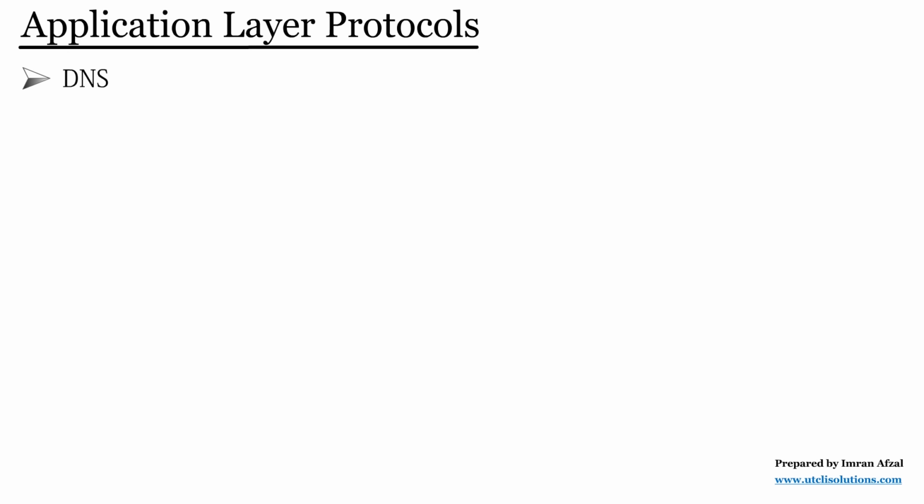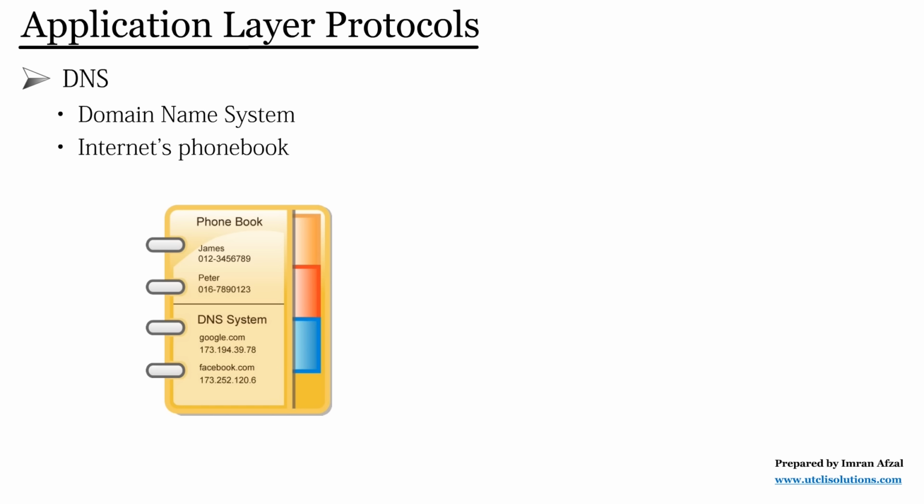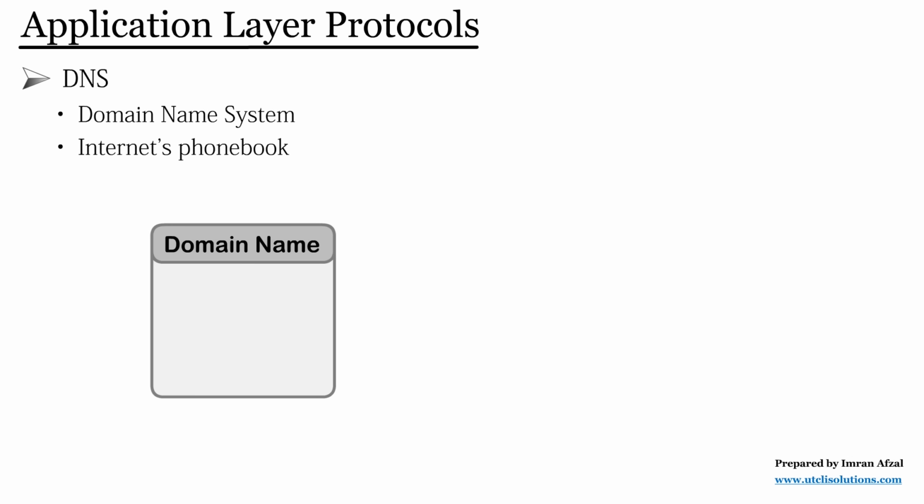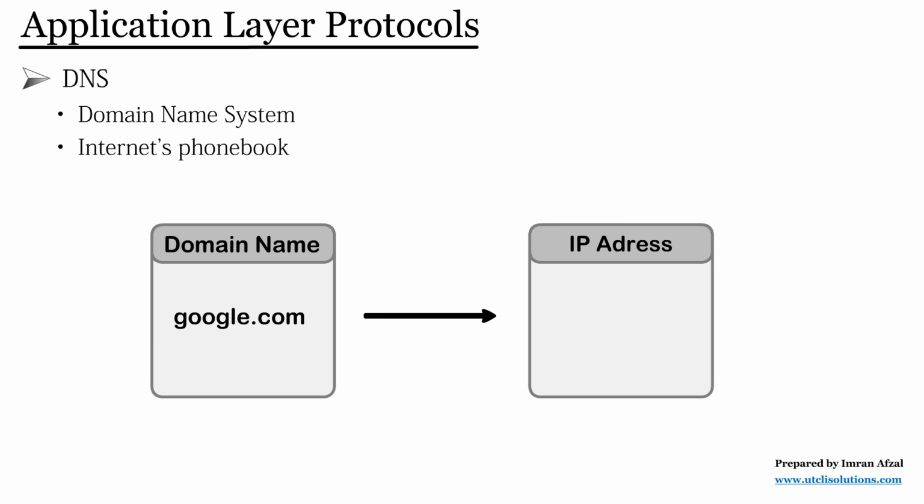Next, we have DNS, the Domain Name System. DNS is often called the Internet's phone book. Its job is to translate human-friendly domain names like google.com into IP addresses, something like 142.250.190.78, which computers use to locate each other.